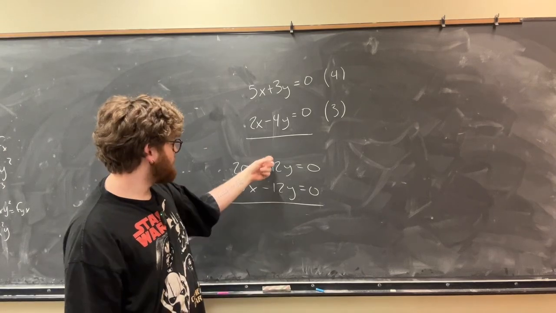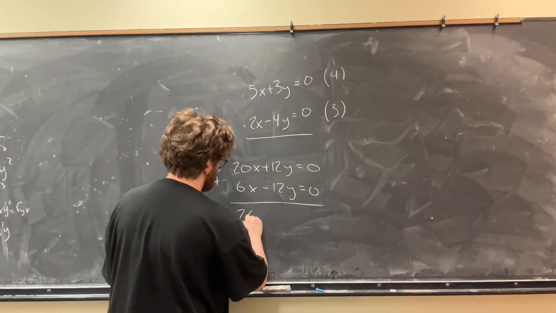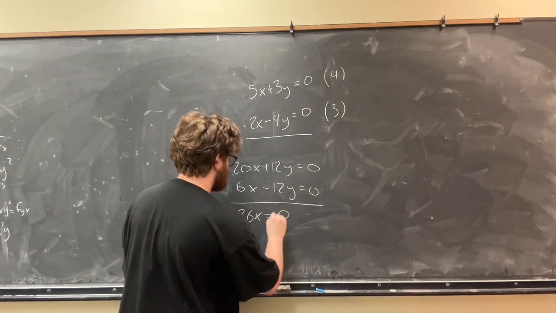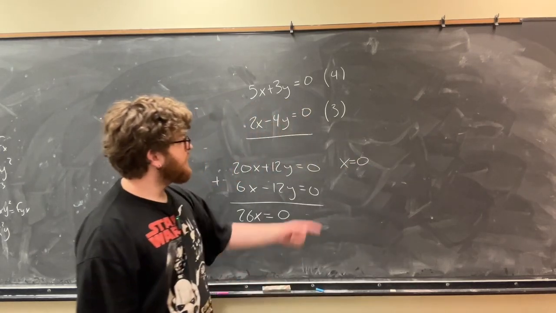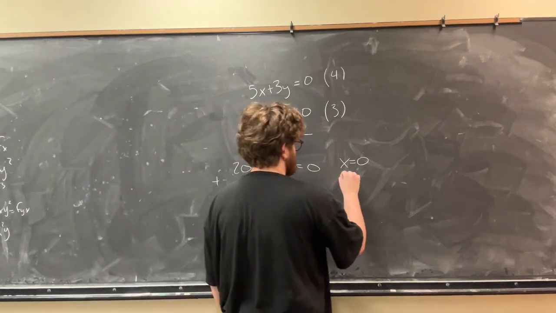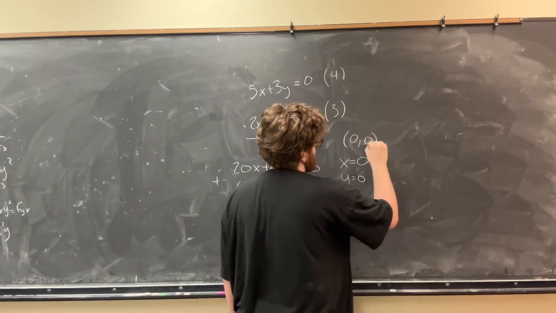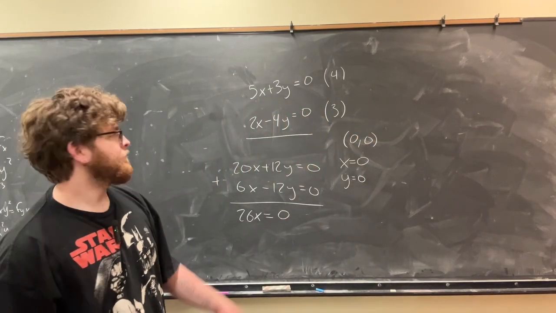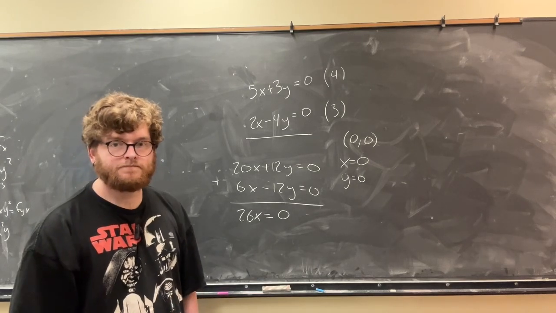And what do you know? If I add these together, I cancel out my 12s. I get 26x equals 0, so x equals 0. And then plugging that into either one of the equations, I still get that y equals 0. So I get 0, 0 as my solution again. This is purely coincidental. We could have done something else to where this isn't the case.